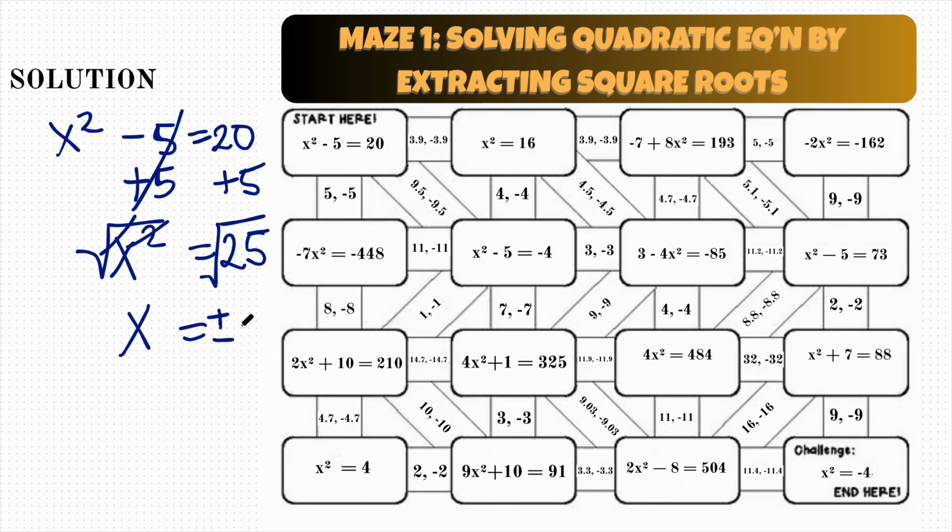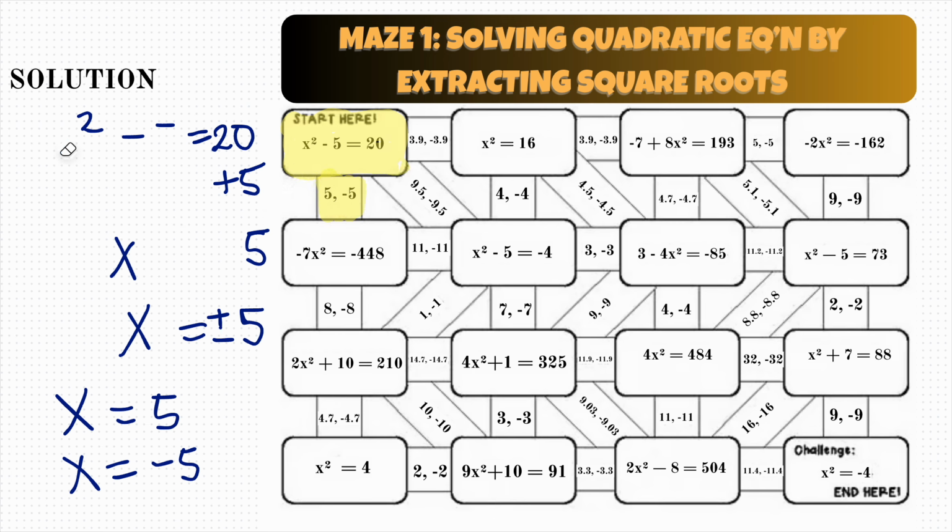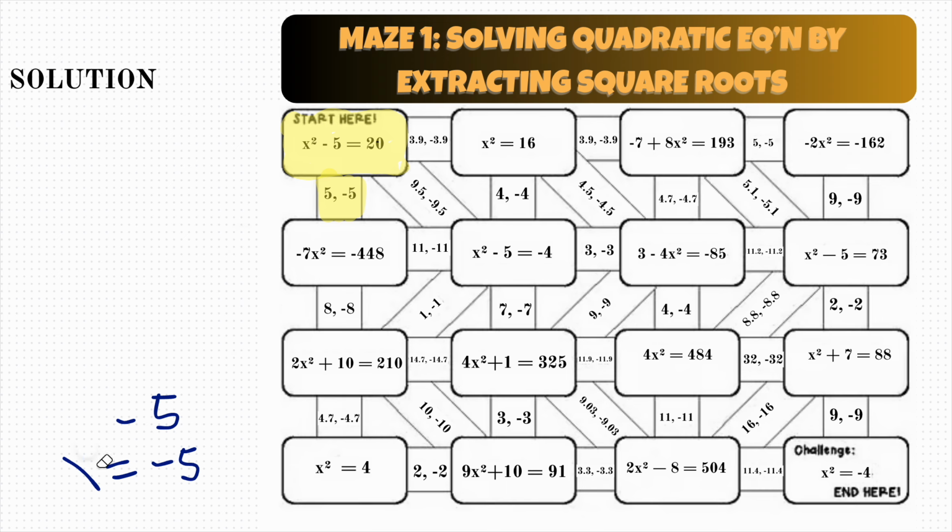There are two possible answers. Square root of 25 would be 5 because 5 times 5 is 25. So the two possible answers are x equals 5 or x equals negative 5. Okay, so there you go. The answer would be here. So first, I'm going to shade this one and then the answer. Okay, I'm going to erase the solution here.